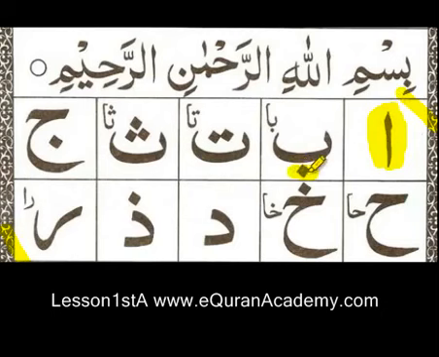This is Ba. Ba has one dot below the letter. Ba. You can read after me. Ba.